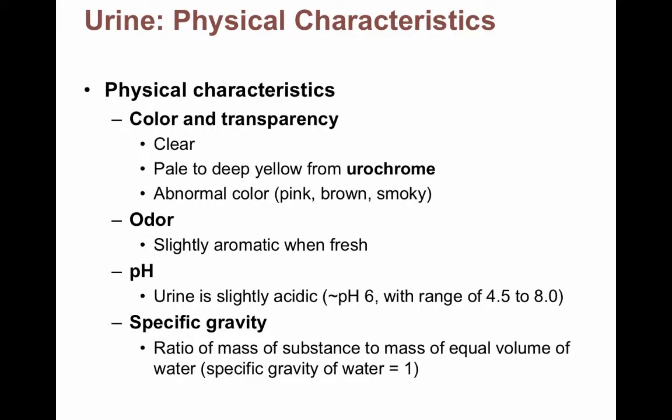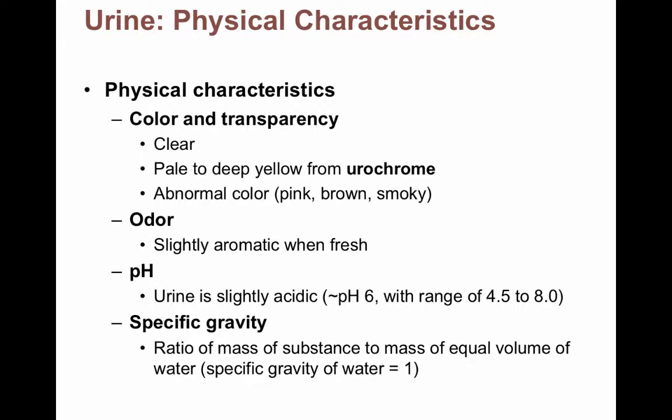So other things that we can do besides looking at the chemical characteristics, we can look at physical characteristics. Typically you have clear urine. Pale to deep yellow is called urochrome, and sometimes it can be from pigments of hemoglobin breakdown. The yellow color deepens with increased concentration.